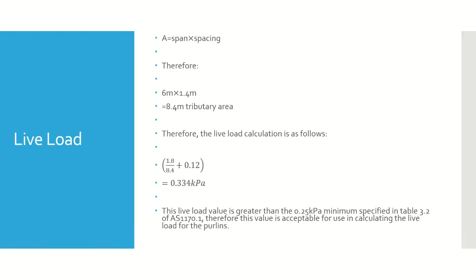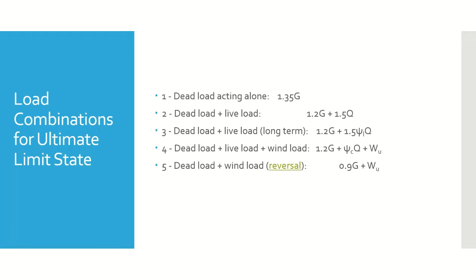The Australian Standard 1170.1 must be referred to in order to calculate the live load that the purlins will be subjected to. Table 3.2 in AS 1170.1 provides reference values for roof actions. The live load subjected to the purlins can be calculated as shown on screen. The next stage of purlin design is to calculate the critical load combinations using the formulas provided in AS 1170.0.